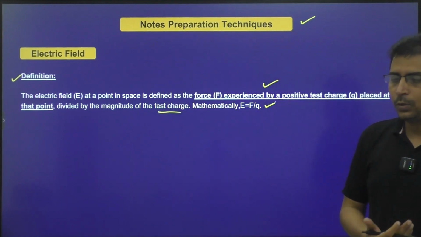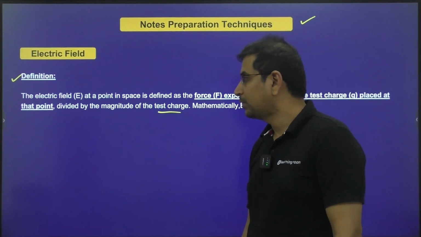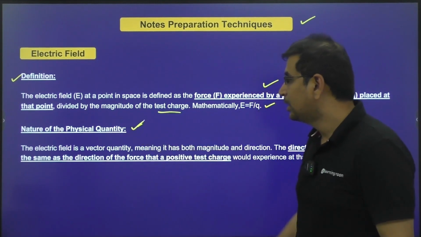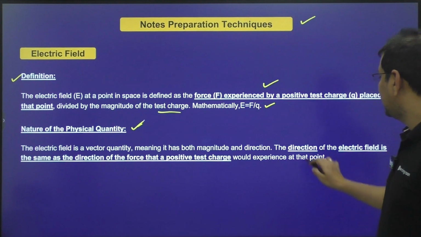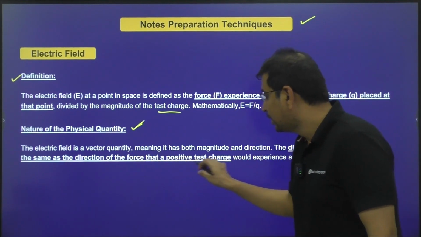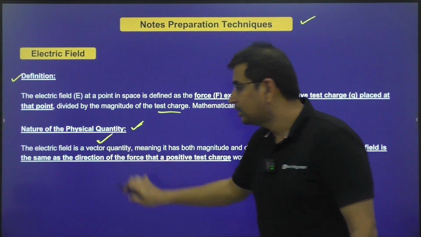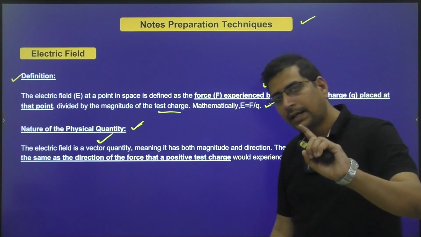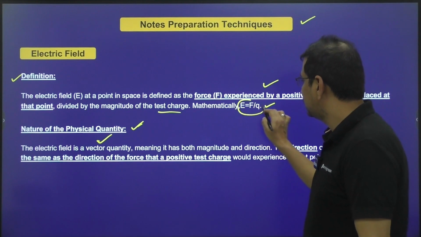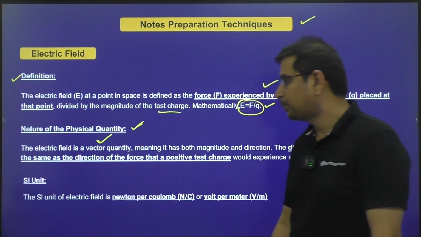The second question I need to ask is, is this a scalar quantity or a vector quantity? For the nature of the physical quantity, since electric field is going to be in the direction of the force that a positive test charge would experience, and since it has a direction, it is going to be a vector quantity. So I have answered that question also. Now by looking at this mathematical expression, it is possible for me to define the units for it. So how am I supposed to do that?